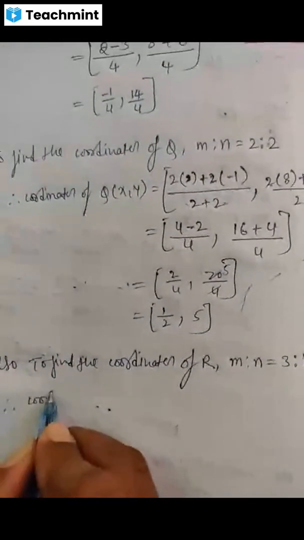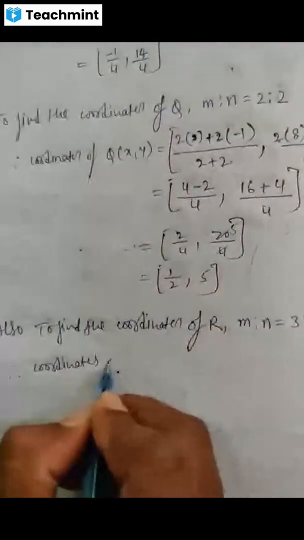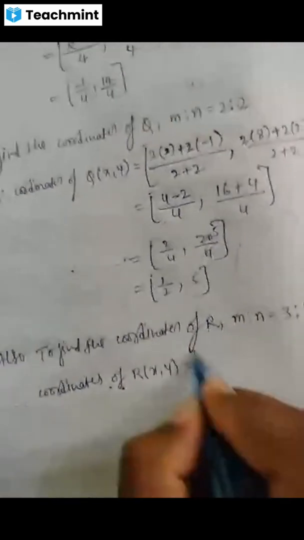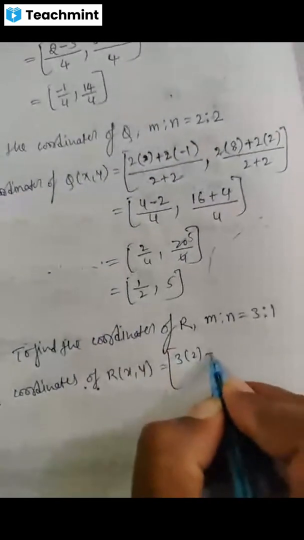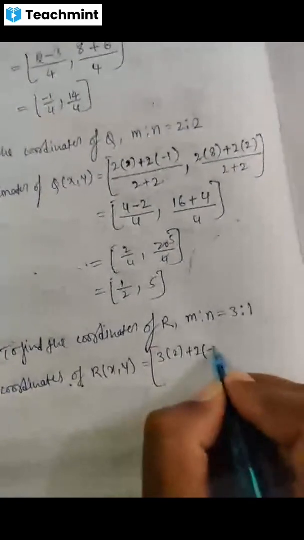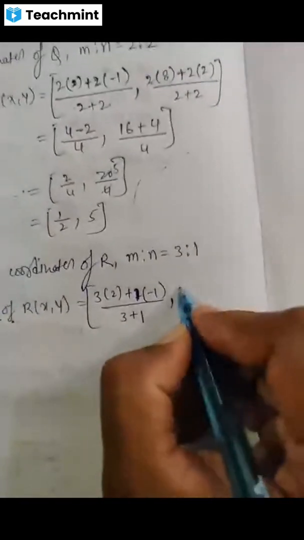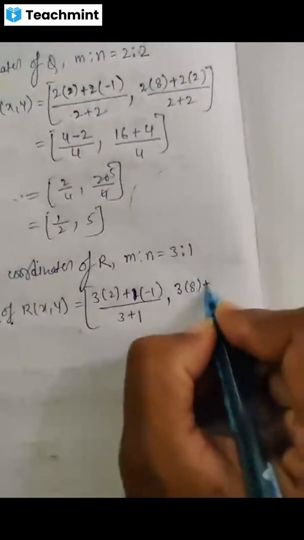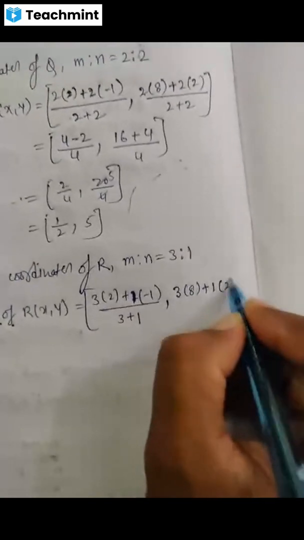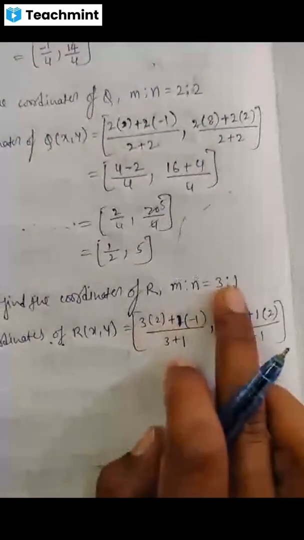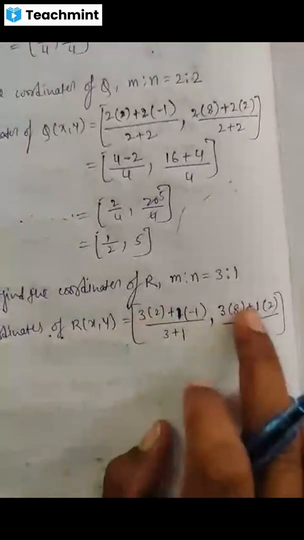Therefore, coordinates of R (x, y) is given by 3 into 2 plus 1 into -1 divided by 3 plus 1, comma 3 into 8 plus 1 into 2 divided by 3 plus 1. Instead of m and n, I am changing to 3:1. So 3, 1.